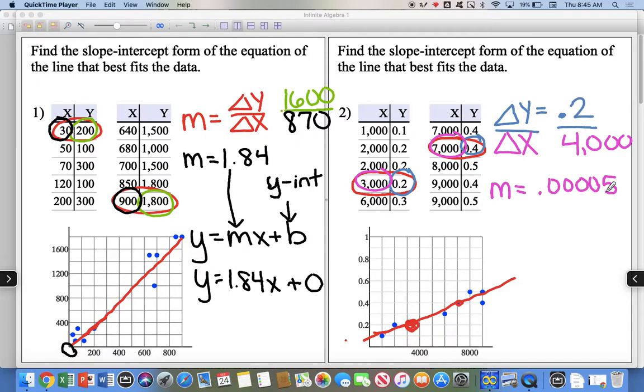So we have that. Now, if you look for your y-intercept, where does it appear that it's crossing the y-axis? Around 0.1. It's in between 0 and 0.2. And so to write our equation, we would just write y equals 0.00005x plus 0.1. So our m goes in.